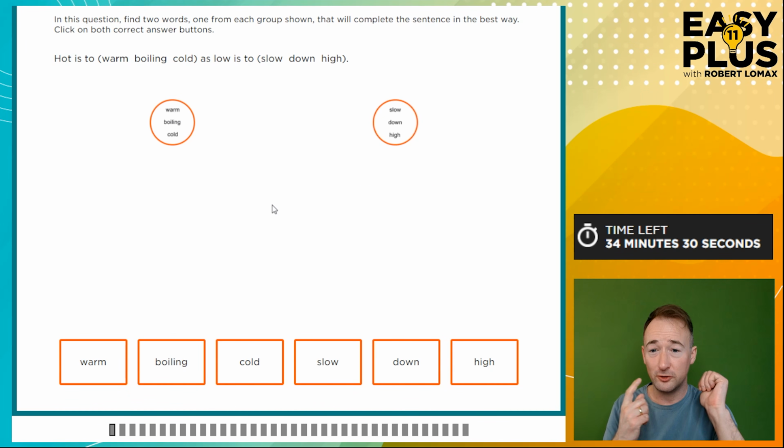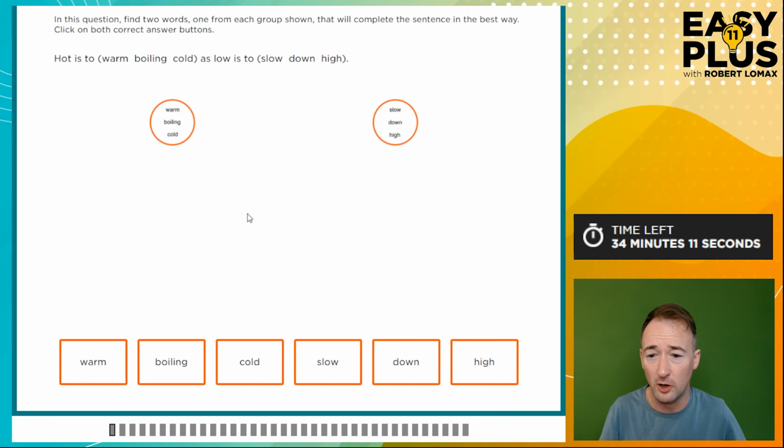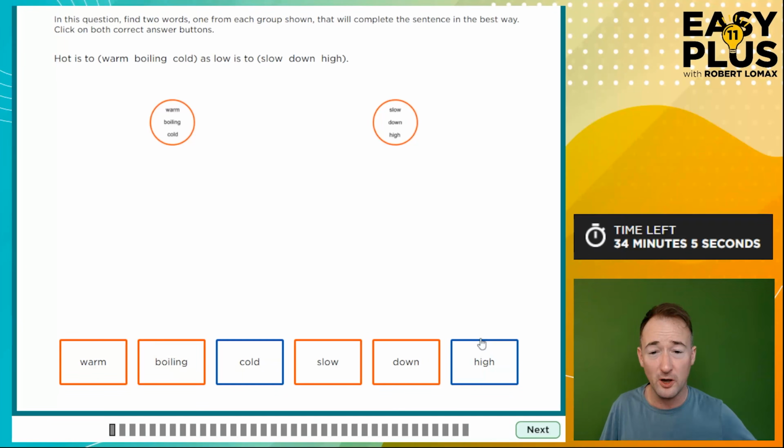Hot is to warm, so slightly less hot, or it could be to cold, an opposite, or it could be to boiling, the state that water enters when it is hot. As low is to high. Well, hot is to cold, as low is to high. We've clearly got opposites here. It's important to think through some of the possibilities as you go through, and that will help you to spot the answer more quickly.